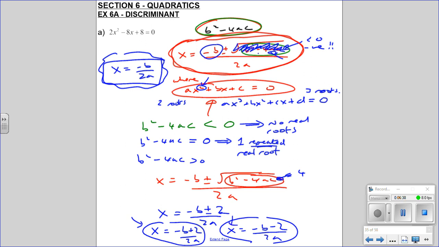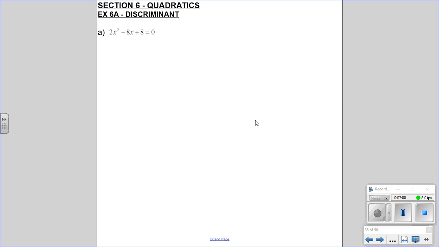So that's why we would write two distinct, because they're different solutions, real roots, okay? And that means, in practice, that your graph of your quadratic equaling 0 is going to cross in two places, okay? So that's the history of the discriminant. This video is a little bit longer than normal, but that's okay.